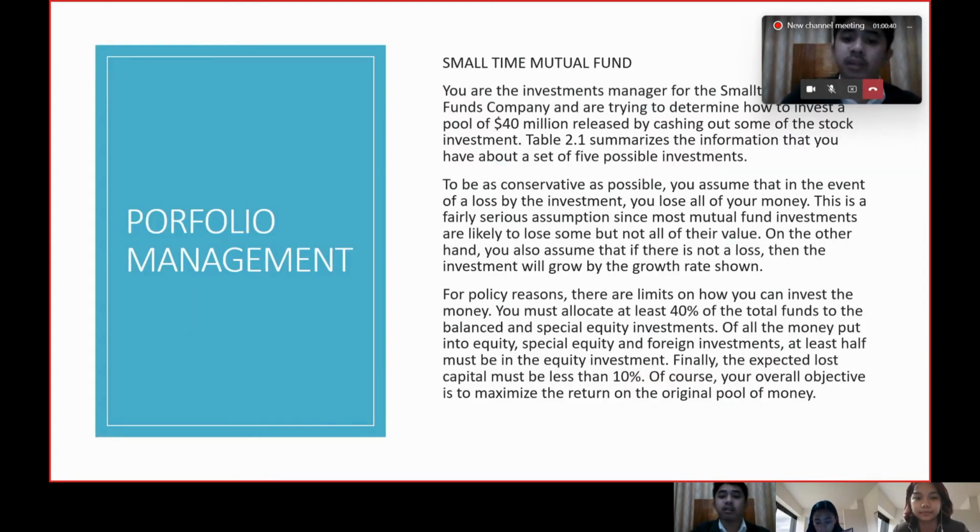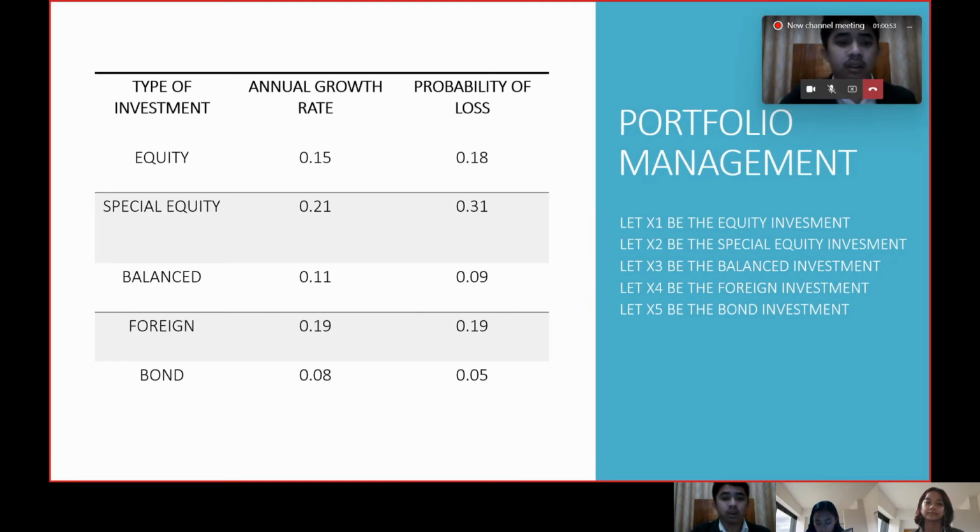For portfolio management, the problem asks us to determine the best allocation of the available capital of $40 million, which will yield the highest possible investment gain. Next slide, please. So we have here the table showing the 5 types of investment where we can allocate the capital of $40 million. These types of investment will serve as our decision variables, labeled X1, X2, X3, X4, and X5 respectively. Along with this are the data about the annual growth rate and probability of losses. In addition, we also decided to compute the probability of gain for the sake of making the computation easier. So next slide, please.